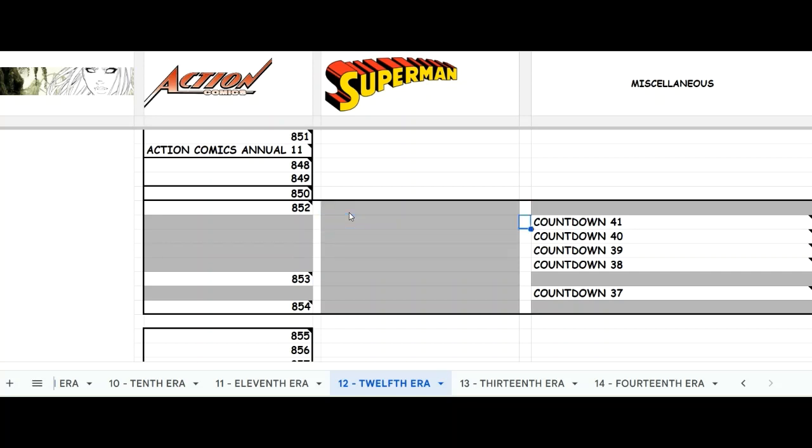Countdown is a separate ongoing series. It's not Superman related or Superman focused, and it's a spin-off from Infinite Crisis as we're heading into the final Crisis mega event. However, if you want to be a completionist, then after Action Comics 852, you would read Countdown 41, which only has 2 relevant pages. Countdown 40, which only has 2 relevant pages. Countdown 39, which only has 2 relevant pages. And Countdown 38, which has 3 relevant pages. But to be honest, there's no need to read those.